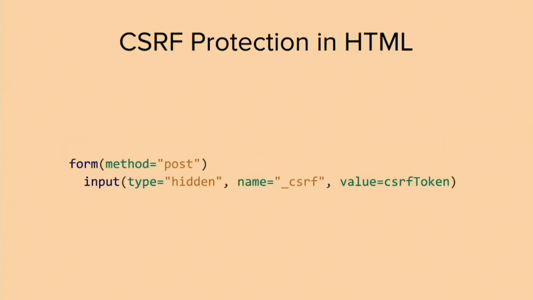All right, cool. And the way that you basically insert that hidden input thing into all of your HTML code is just like this. So you just add a hidden input field. The name is going to be underscore CSRF. The value is going to be a variable called CSRF token.